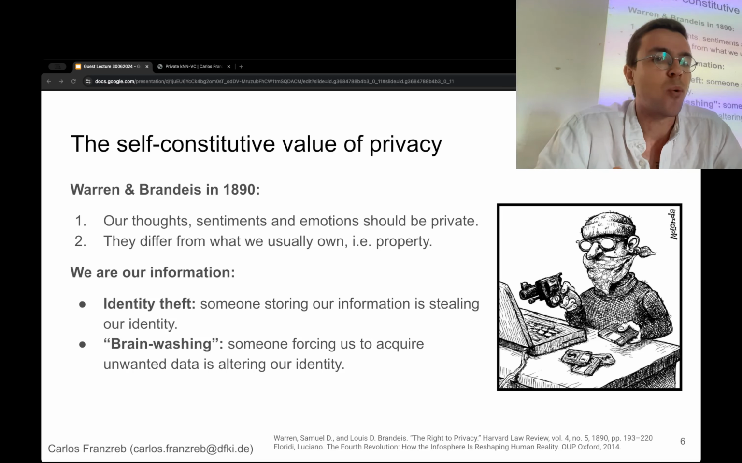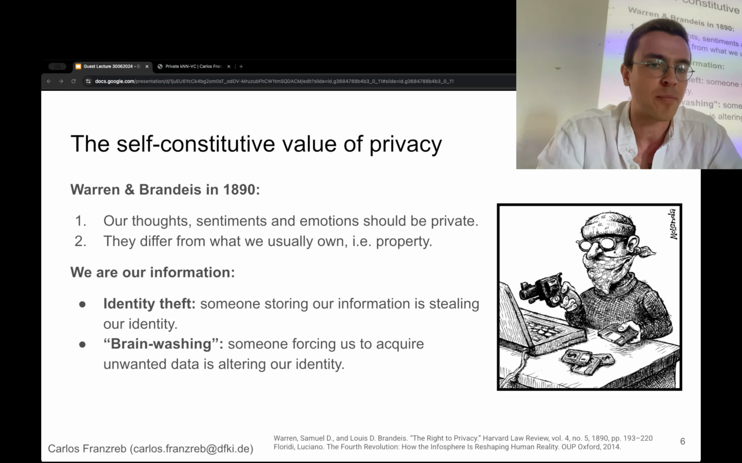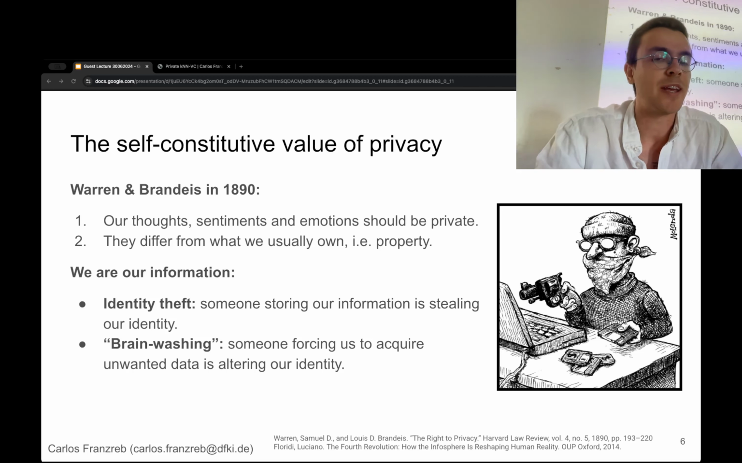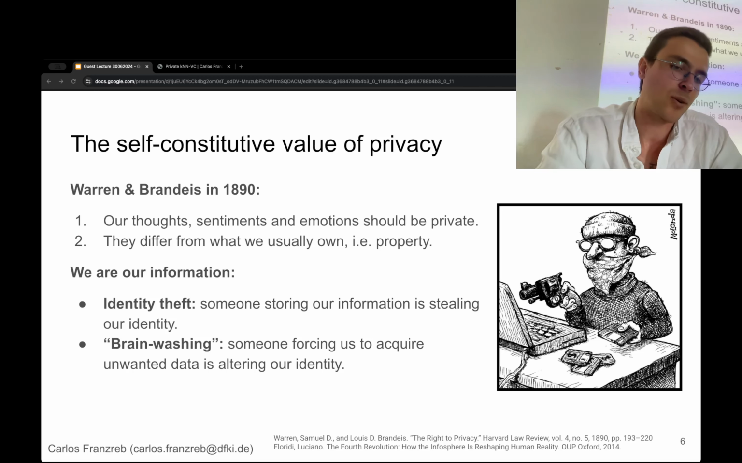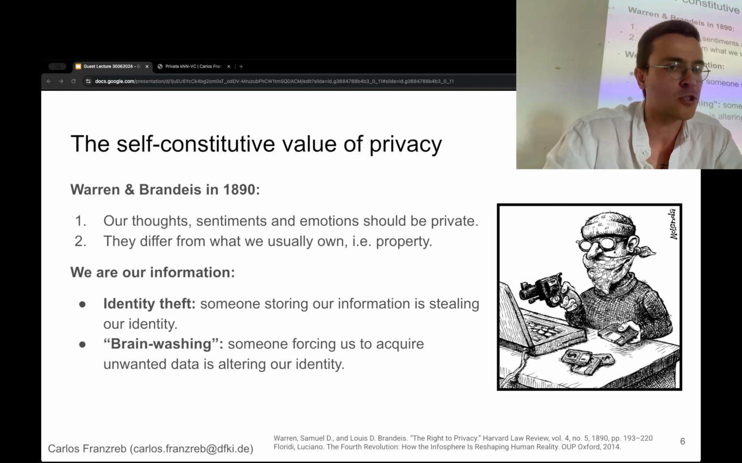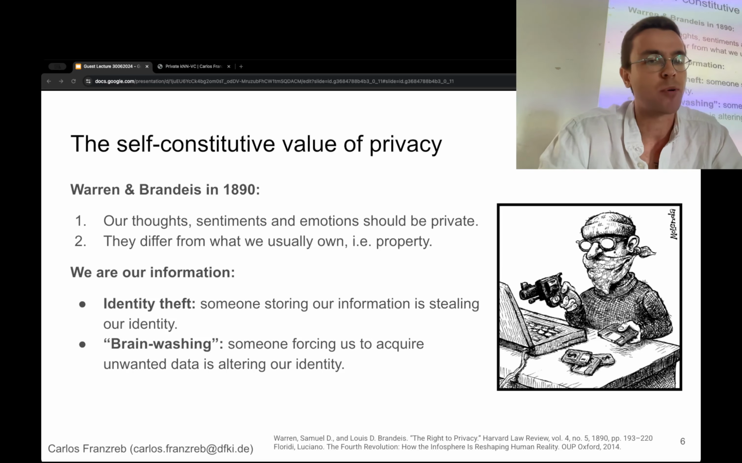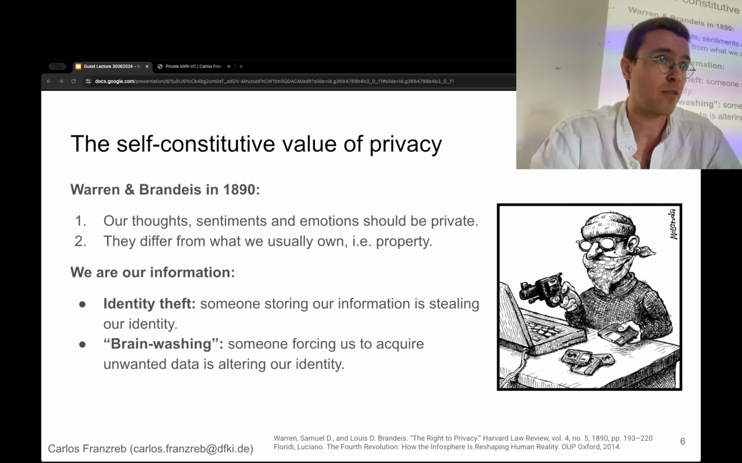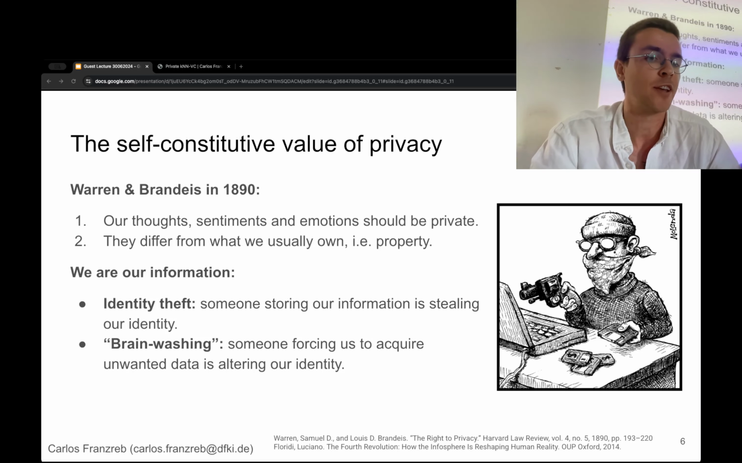And they differ from what property usually is, like our house and car, because this kind of information is part of our identity. And this ends up being, according to this book that I mentioned, leading to a view of privacy that is self-constitutive. And we also see it like that in certain ways already. For example, when you think about identity theft, when people steal your information online, you see that as them stealing your identity. So this is one way of breaching your privacy, which is stealing your information.